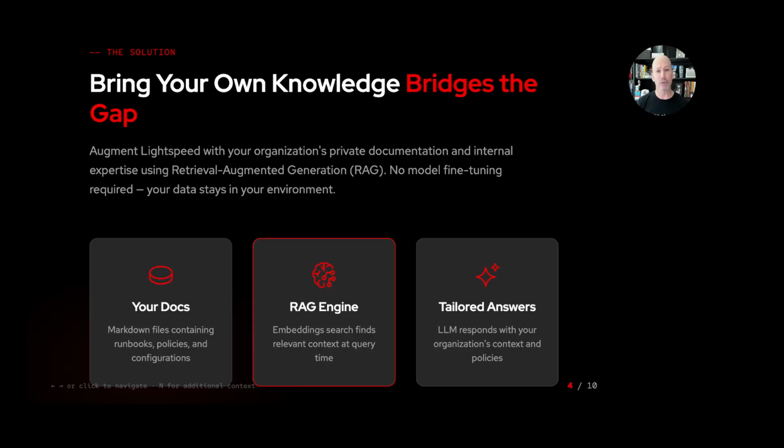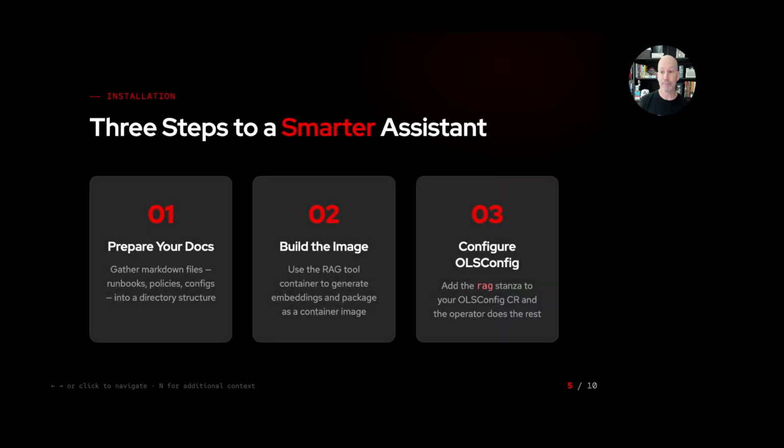Vector databases are used with a technique called Retrieval-Augmented Generation. And this is very important because we're not going to change the model. We're not fine-tuning the model. And that means that your data does not have to leave your network. We're going to keep this all safe and secure behind our firewall and not share our proprietary data with anyone else, but still get those tailored answers that we want within the OpenShift Lightspeed AI assistant.